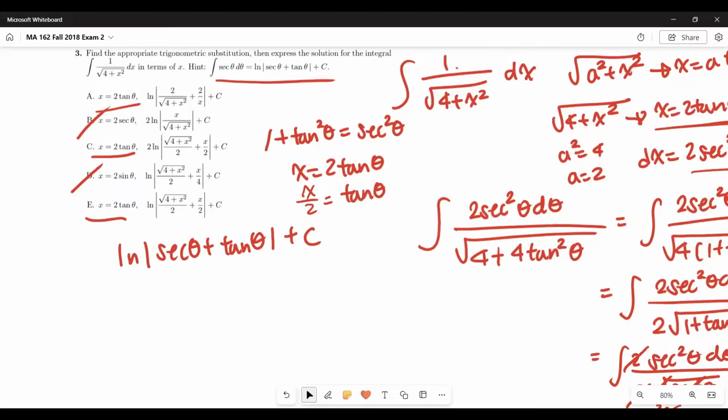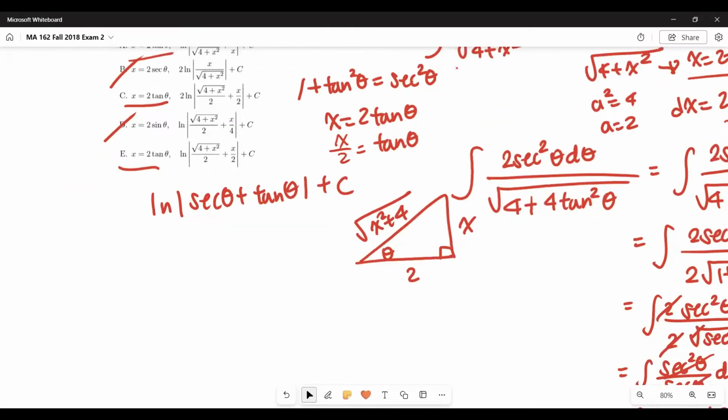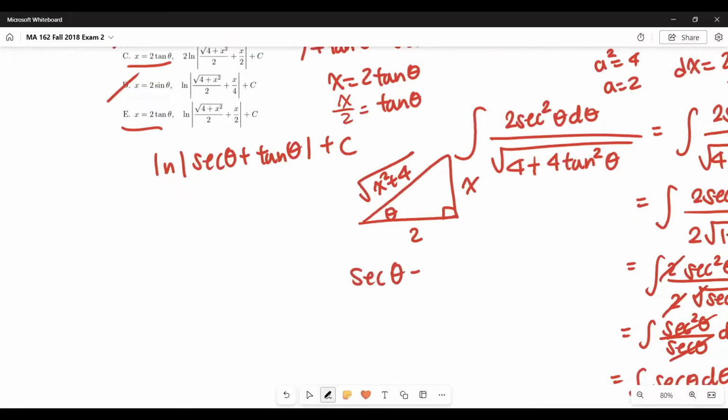So let's draw it then. Okay, so tangent, this is theta, this is 2, this is x squared plus 4. Okay, so secant theta is 1 over cosine theta, right? So let's find cosine theta. Cosine theta is here, 2 over square root of x squared plus 4.